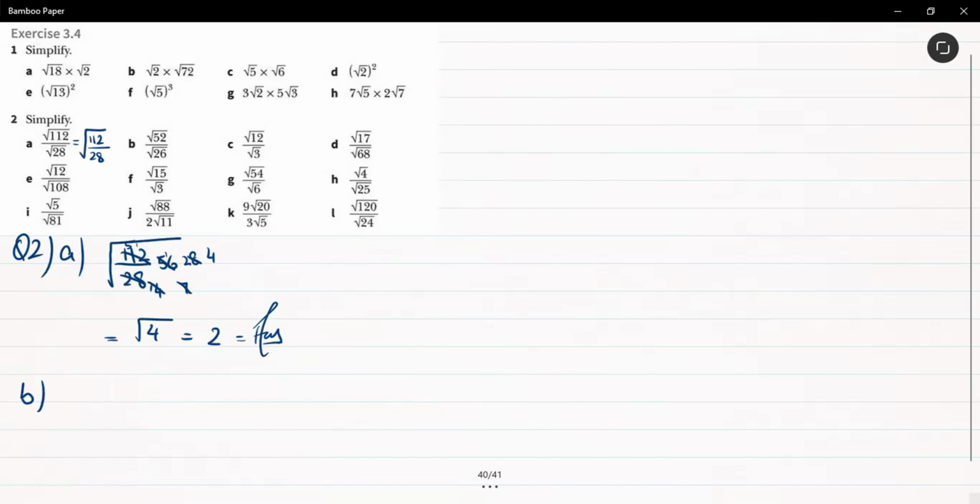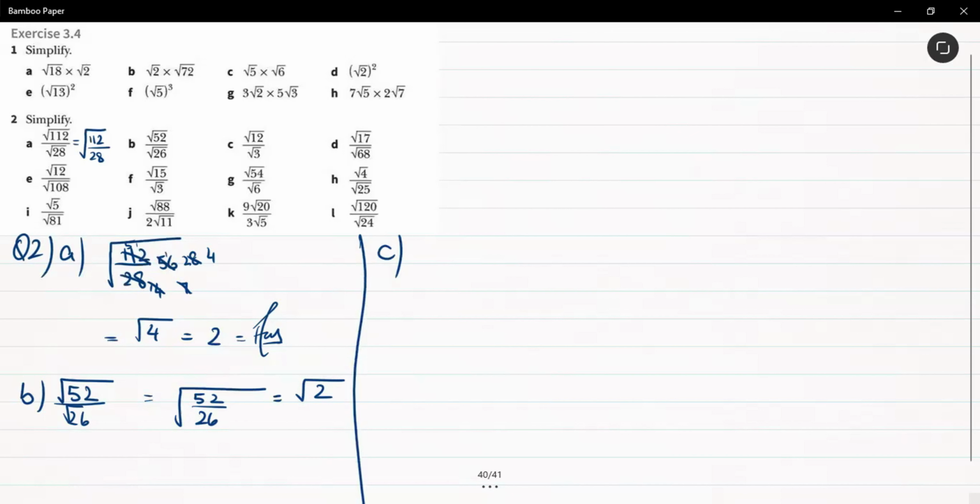For part B, we have under root 52 divided by under root 26. So that would be equal to, again, under root 52 divided by 26. I'm going to use my calculator directly for these type of questions. I mean, you could simplify any question if you want. So under root 52 divided by 26. So 26 twos is actually 52. So under root 2 would be our answer for part B.